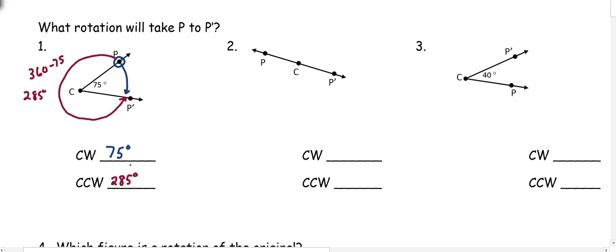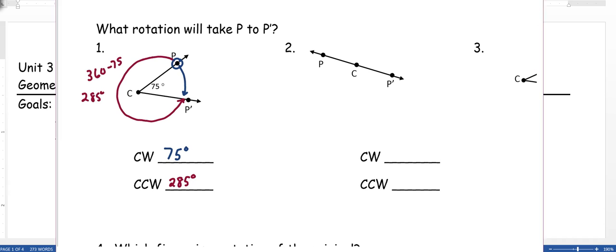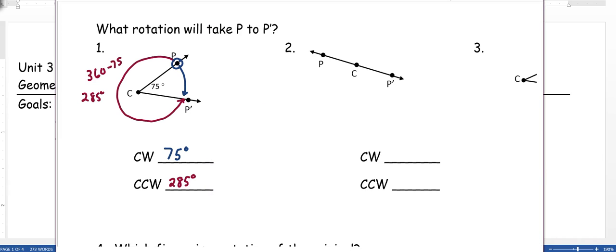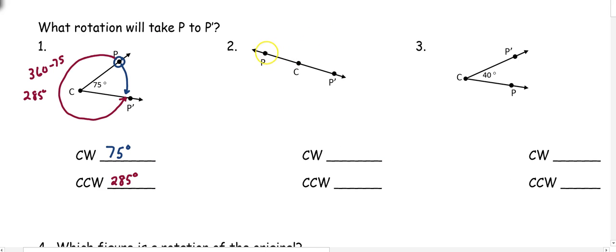Number two is a straight line. Remember, straight lines have a measure of 180 degrees. So from P to P prime, to go clockwise, we'd go 180 degrees. And to go counterclockwise, because it's a straight line, we'd also be going 180 degrees.